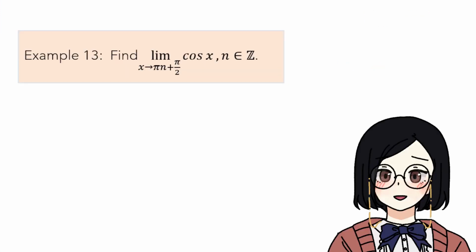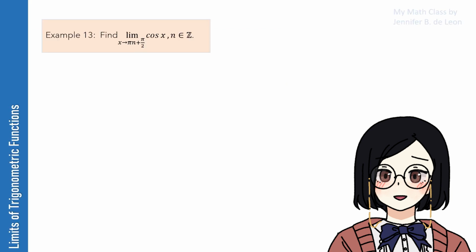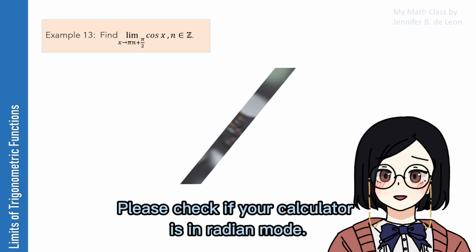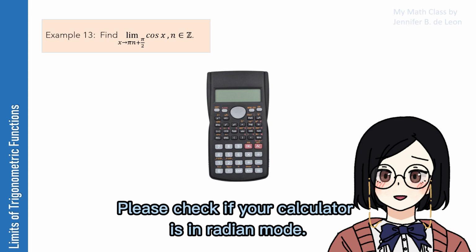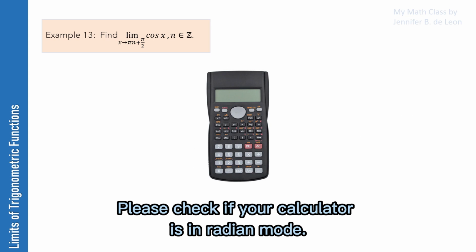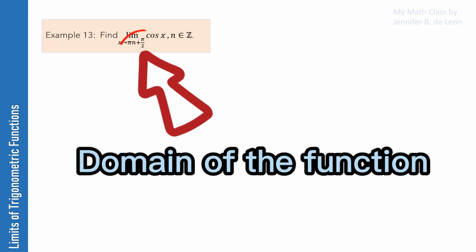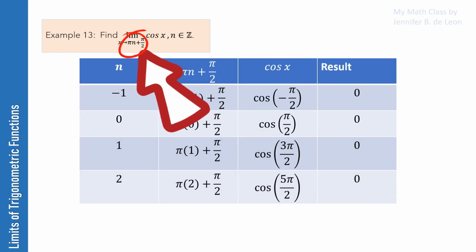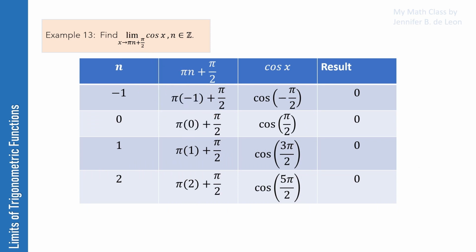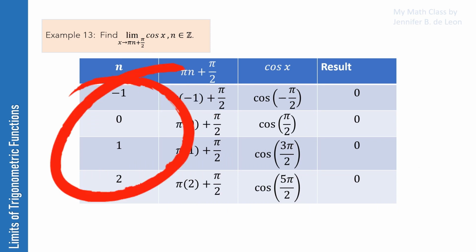Let's work on our next example. Find the limit of cosine x as x approaches pi n plus pi over 2, where n is an element of the set of integers. This time, make sure that your scientific calculator is in radian mode since we are going to use the multiples of pi as the domain of the function. Let's say we choose n as the set containing -1, 0, 1, 2.